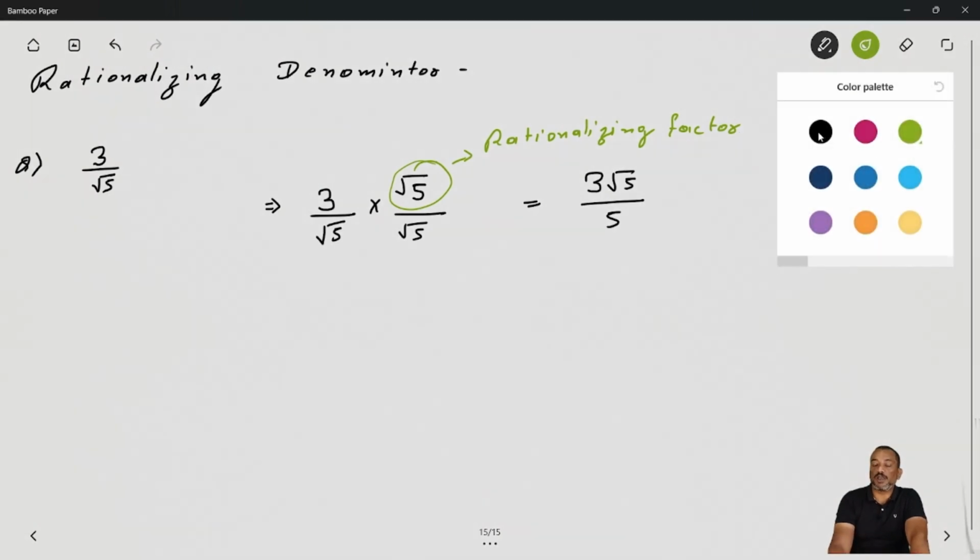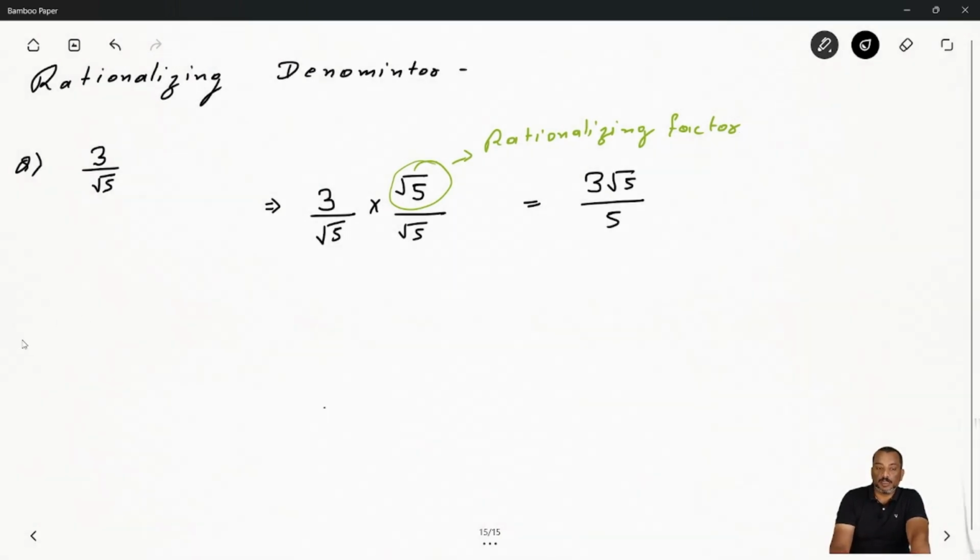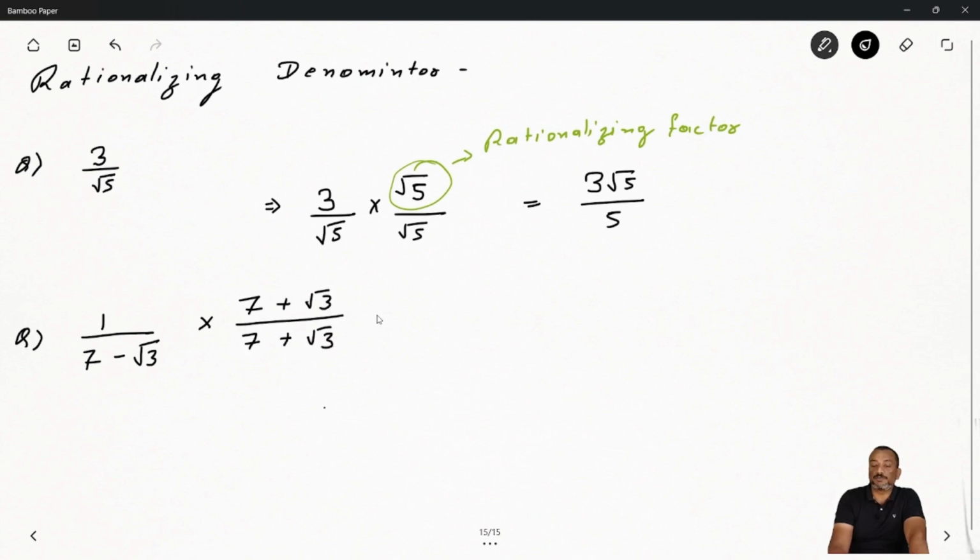In the same way, suppose you are given a fraction like this, with 7 minus root 3 in the denominator. When the denominator is given along with a whole number, the rationalizing factor will always be the opposite of the denominator. Here the denominator is 7 minus root 3, so its opposite is 7 plus root 3.